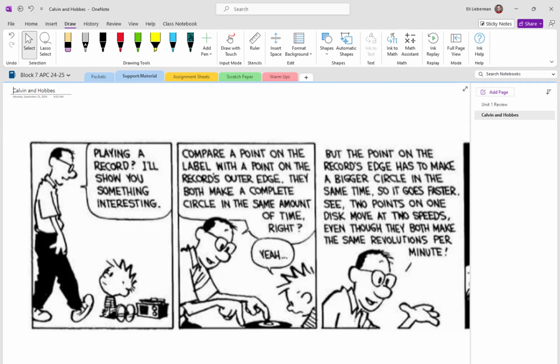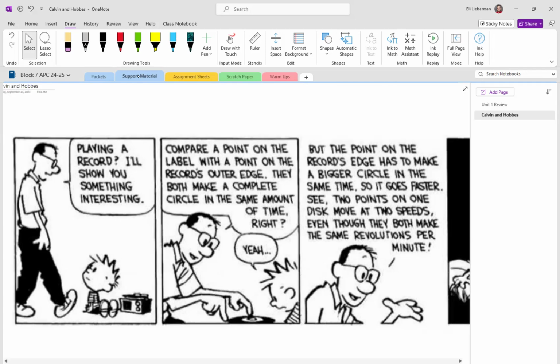Does the idea make sense? Do any of you have a record player at home by any chance? You do? Wow. Okay, so it's a spinning disc. And it is interesting what he says, that the point on the outside is going faster than the point on the inside, even though the record is traveling kind of at the same speed. So there's one more thing here.